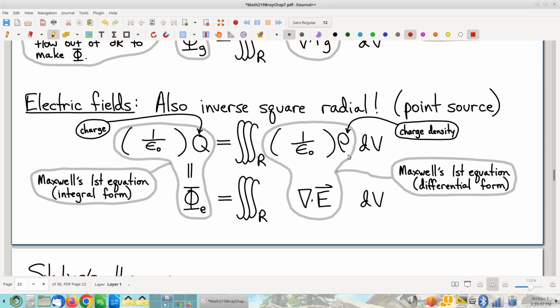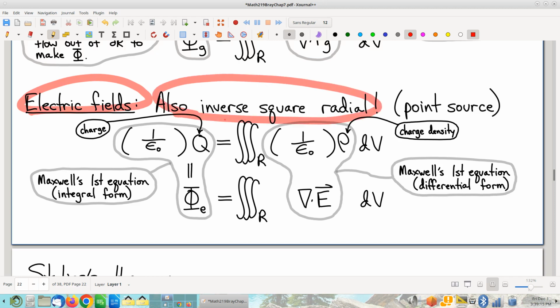So, how are we going to understand electric fields? What does this have to do with gravity? Well, electric fields are also inverse square radial. They're just like gravitational fields. Different constants, different units, sure. But structurally, they are exactly like gravitational fields.